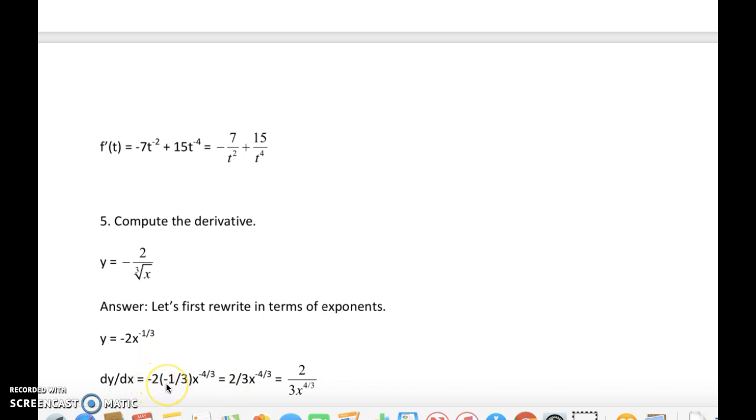Go ahead and combine our constants. So we have a negative and a negative here, which gives us a positive. And 2 times 1 is 2 divided by 3. And then we have x to the negative 4 divided by 3. And we always want to make our exponent positive. So we have 2 divided by 3, and our x to the negative 4 over 3 comes to the bottom here. It's not necessary to make that into some sort of radical.